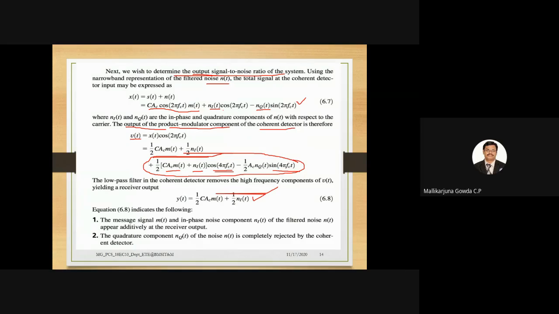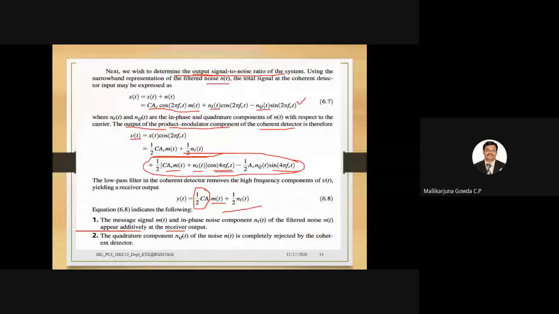So looking at this equation, what I can say is that, as I said, this is my output, right? The message signal M of t is there here, so this is the desired signal, M of t. Along with that, some constant is there. This is a scaling factor. And here I have an in-phase filtered noise component, and these two are added. Message signal with scaling factor plus the in-phase component of the noise will be additive at the output of the demodulator. If you take any demodulator, output of that demodulator will have the message signal with scaling factor plus the in-phase component. So those two will be additive in nature. So that is what I discussed. And here the quadrature component has been completely removed or rejected by the coherent detector because there is no NQ of t in the expression, right? Fine.